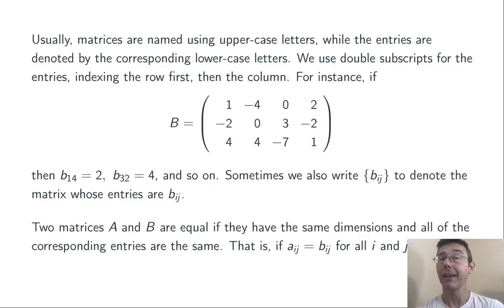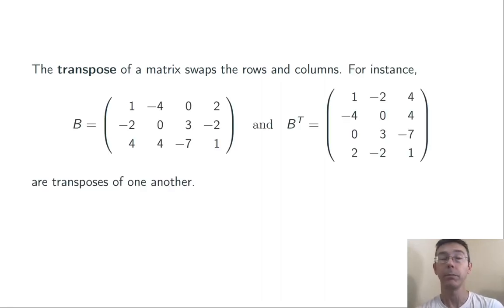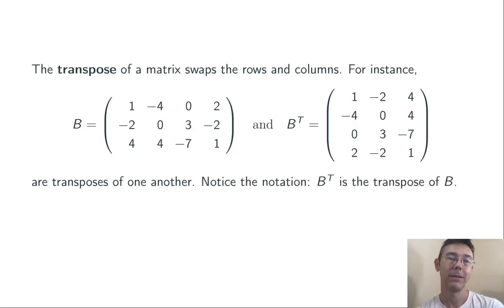Matrices are equal if they have the same dimension and all of the entries of the matrices are the same. If we swap the rows and columns of a matrix, we get the transpose. So our matrix B here on the left has transpose there on the right. The first row of B is the first column of B transpose, and so on.